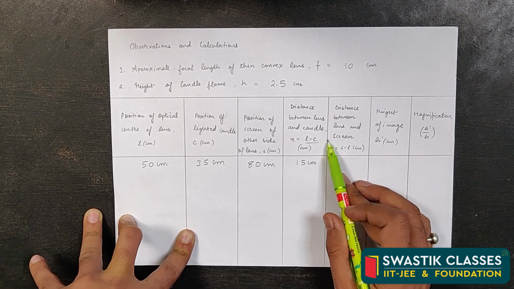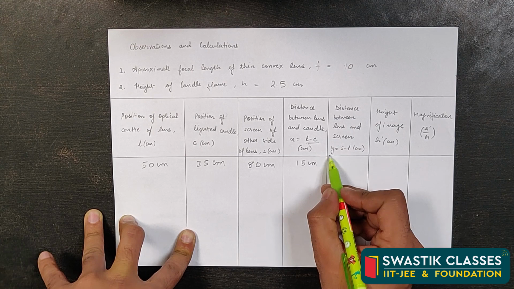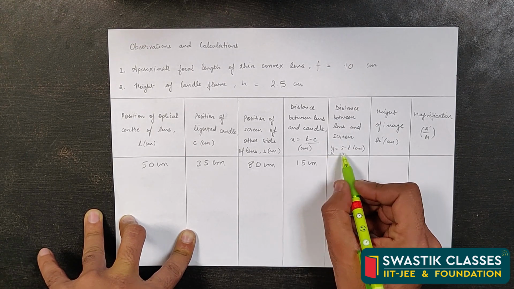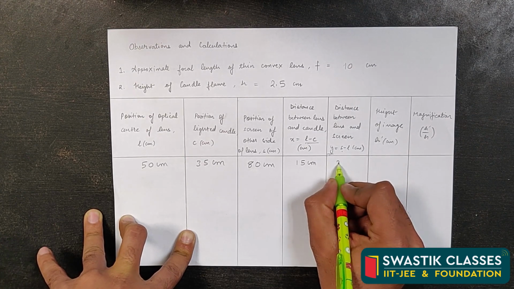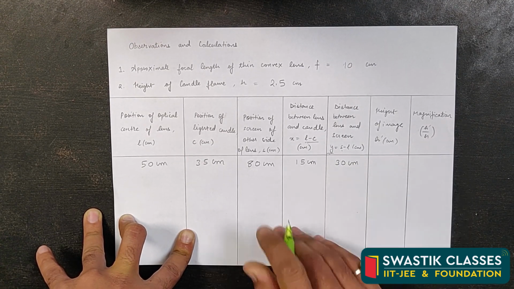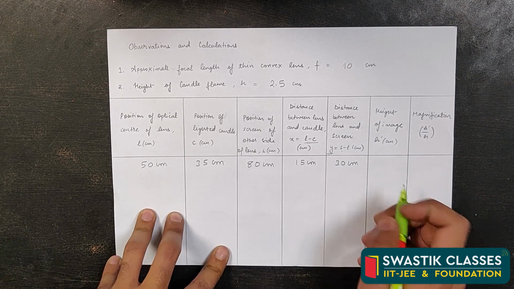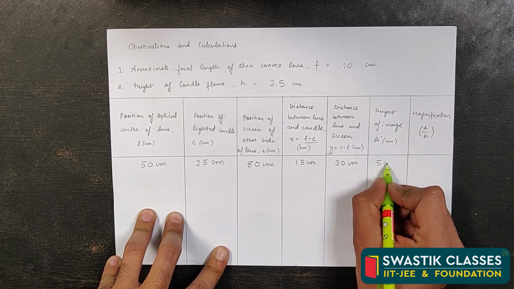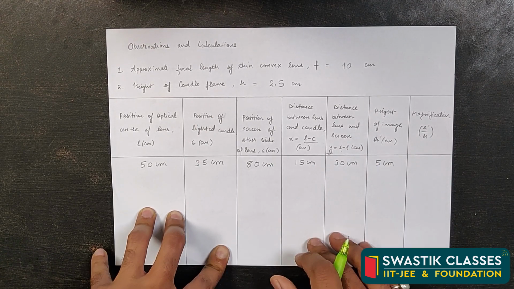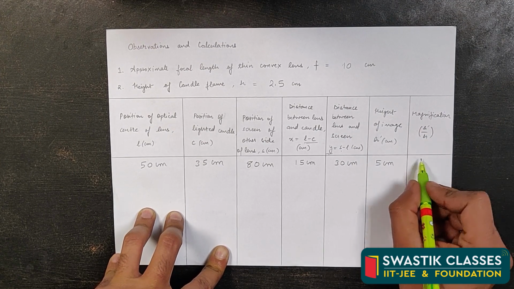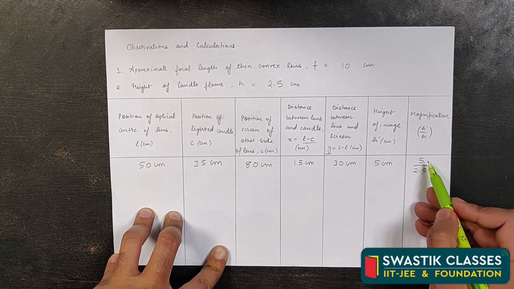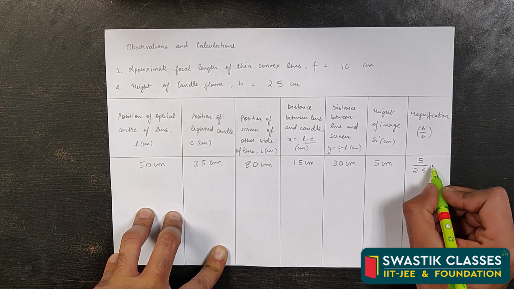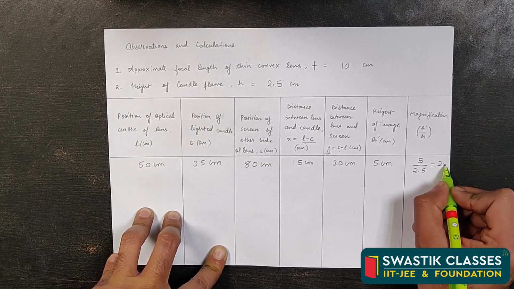The distance between lens and screen, which is denoted by Y, we get by doing S minus L, and this is coming out to be 30 centimeter. The height of the image we measured was 5 centimeter. So in this experiment, our magnification was 5 upon 2.5, which is basically height of image upon height of object.